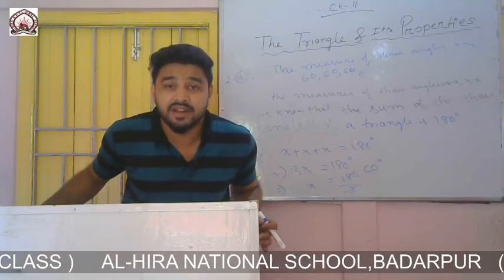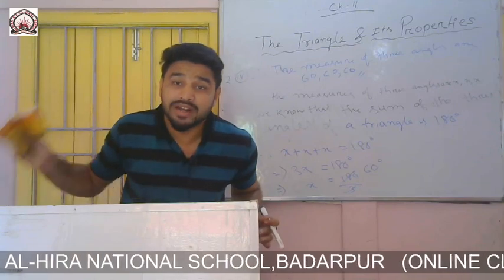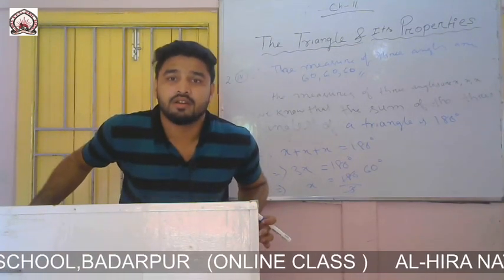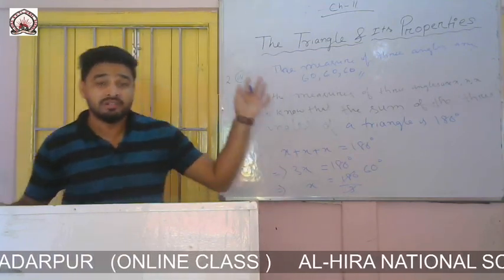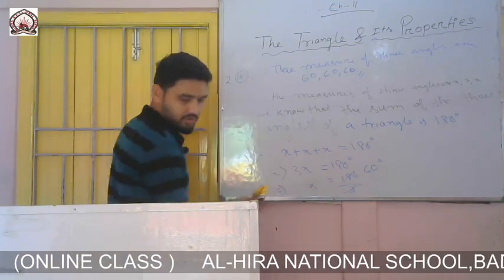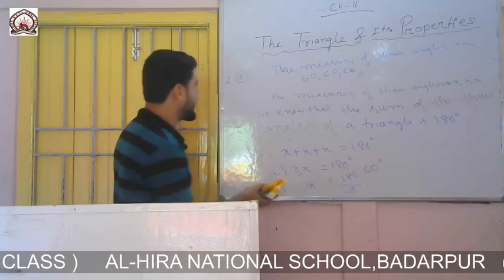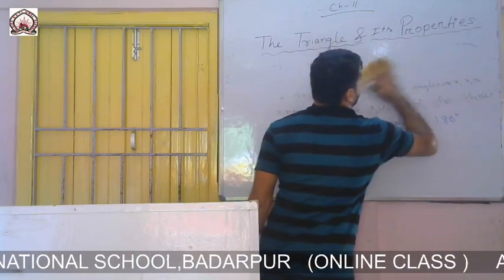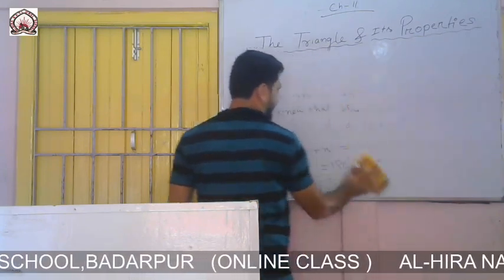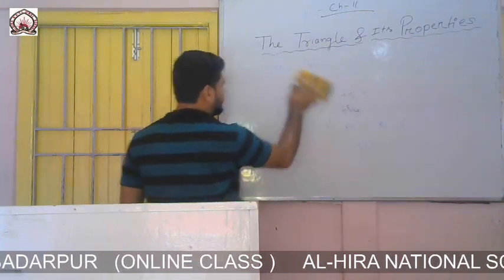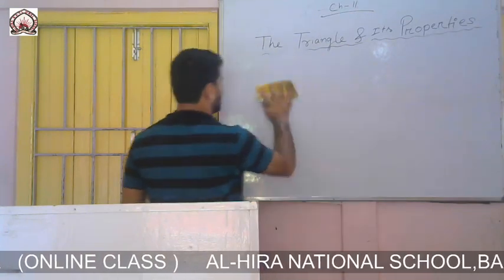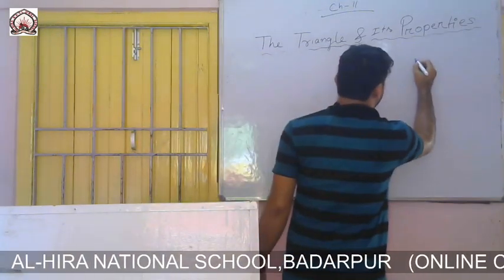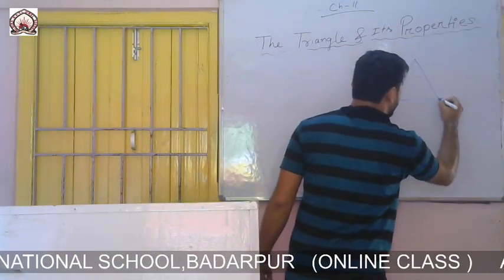The property says that the sum of the two interior opposite angles of a triangle is equal to its exterior angle. So we will use that property here. So how to solve, I will show you. You just look at the blackboard carefully. Let me draw the figure, then it will be easier for you to understand.